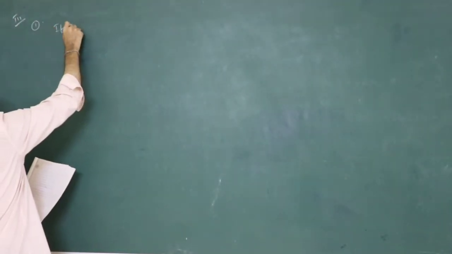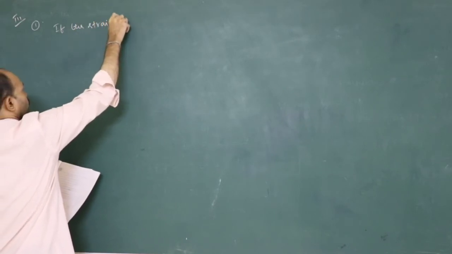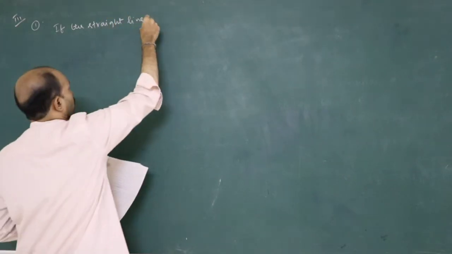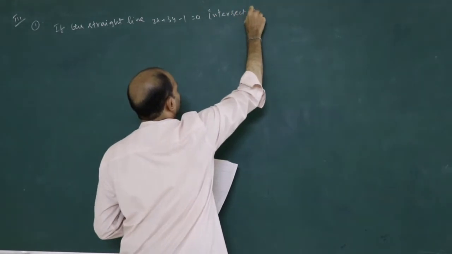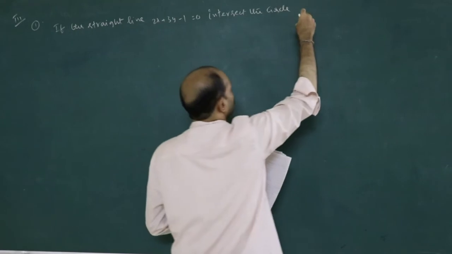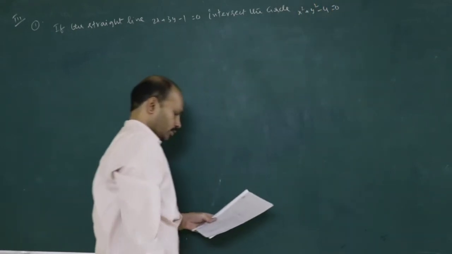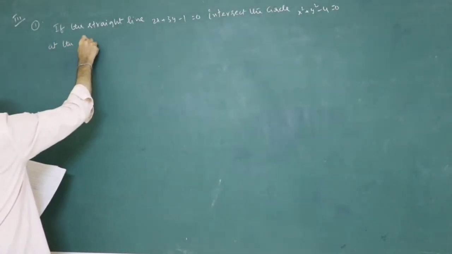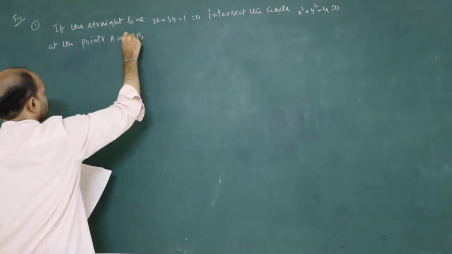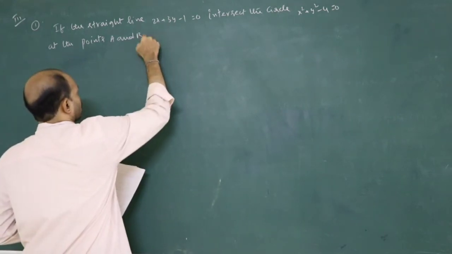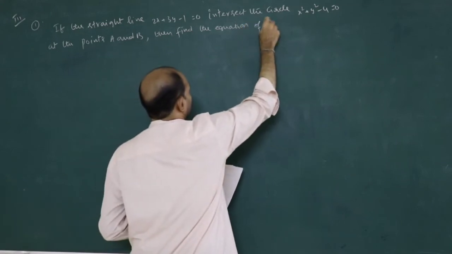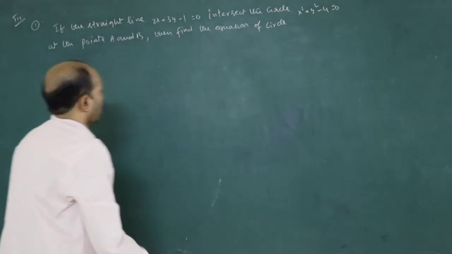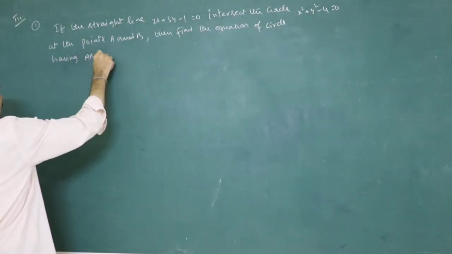Roman 3, question one. If the straight line 2x plus 3y minus 1 is equal to 0 intersects the circle x square plus y square minus 4 is equal to 0 at the points A and B, then find the equation of circle having AB as diameter.